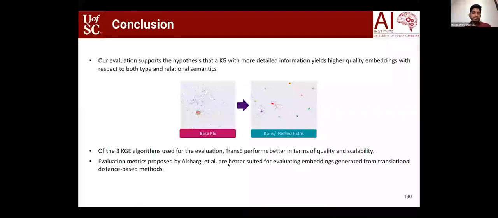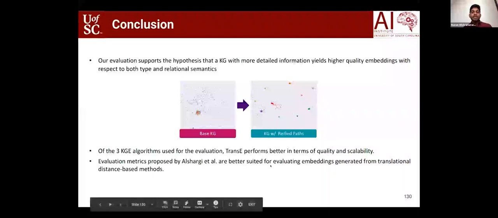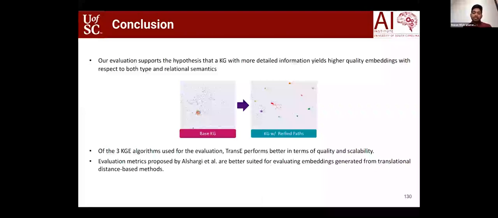And so I already mentioned that this is an emerging field and there's not much work on quantifying the quality of the embeddings when it comes to knowledge graph embeddings. So we have noticed that the evaluation metrics proposed by Alshahrani are better suited to evaluating embeddings generated from translational distance-based methods. Because what they have done was to actually adapt some of the metrics from the word embedding literature and from algorithms which use translational distance-based loss functions. So that's why these metrics are better suited for these kinds of algorithms.